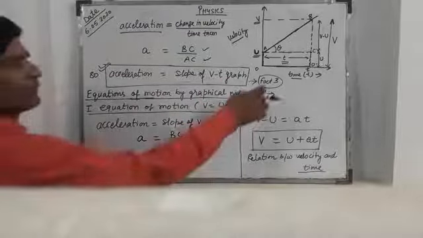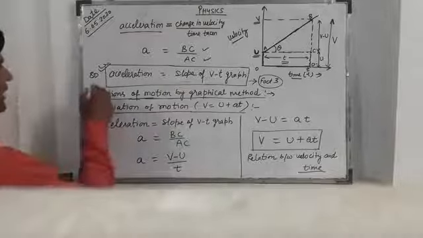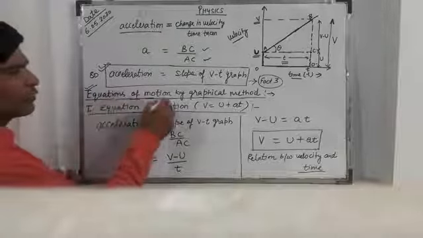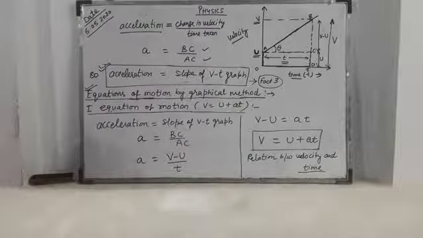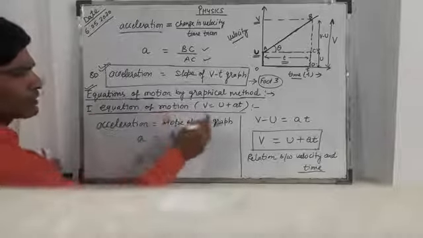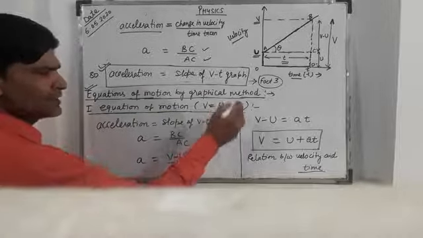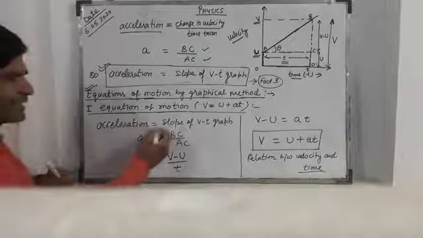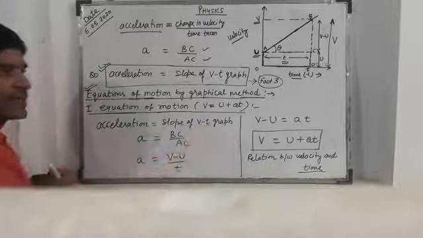This is the third fact. Now we have three facts. With the help of these facts, we can derive the equations of motion by the graphical method. The first equation of motion, as we know, is v is equal to u plus at. For this, we have acceleration is equal to the slope of the vt graph.